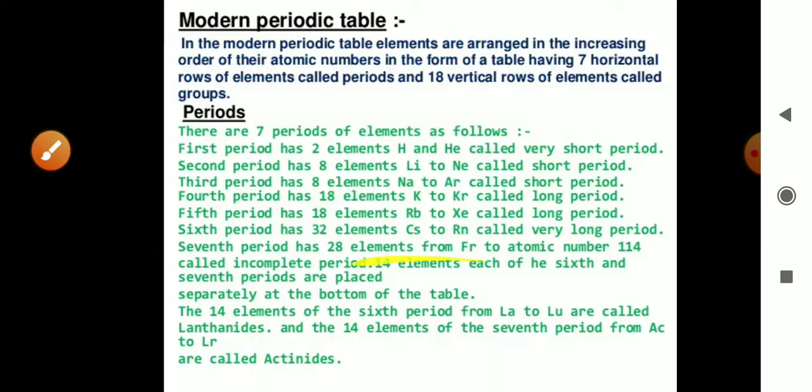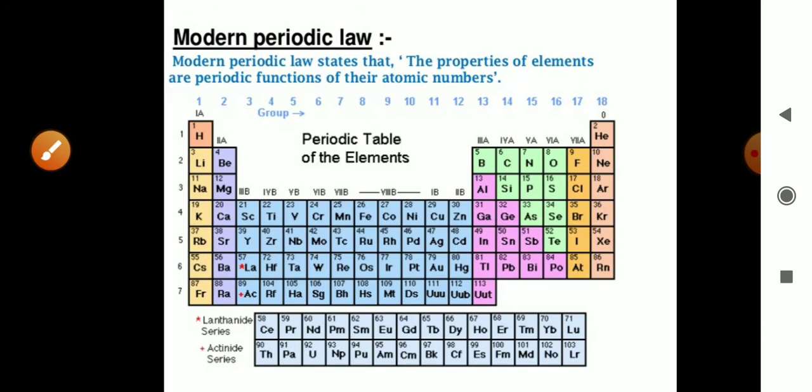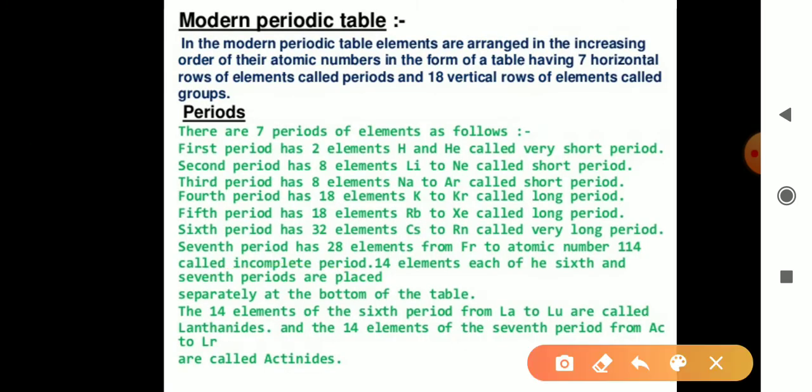Then next is about sixth and seventh. The sixth period has 32 elements, from cesium, Cs, to radon, Rn, called a very long period. Then the seventh period has 28 elements, from francium to atomic number 112.